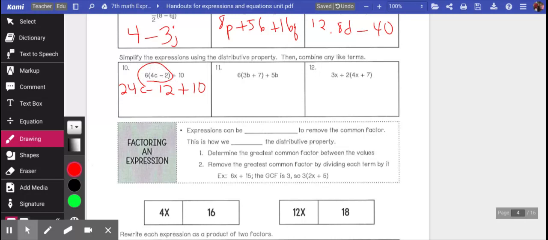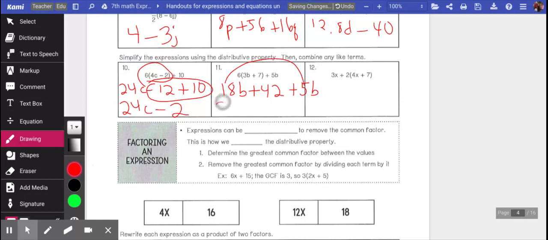And then we have to do what we were doing before. We have to put like terms together. So we have 24c, and then we have a negative 12 plus a 10 is a minus 2. Okay, now we have 6 times 3b is 18b. 6 times 7 is a positive 42. And then we have this extra 5b to bring down. And now we're going to put those two together. And we have 23b plus 42.